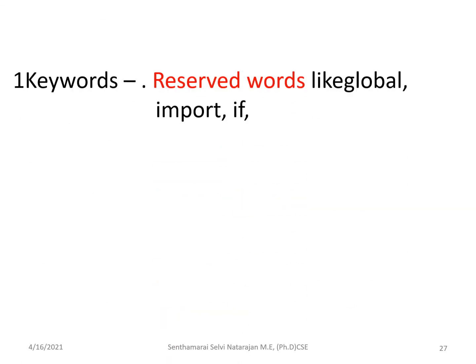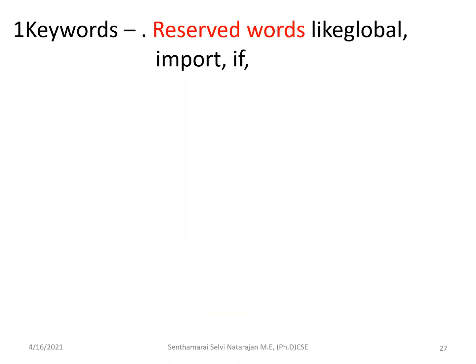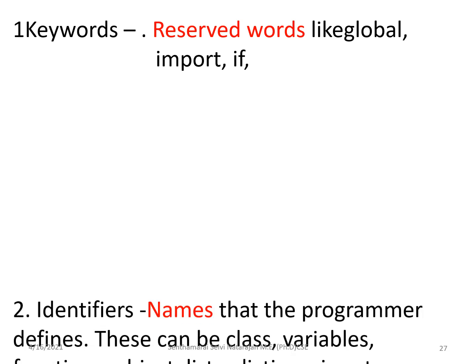I have given some examples for these keywords. They are also called reserved words. What are all the reserved words? Here: global, import, if, for. I have already said that help of keywords will list some of the keywords available in Python. So you should not use those when you are defining variable names. So those are the keywords.